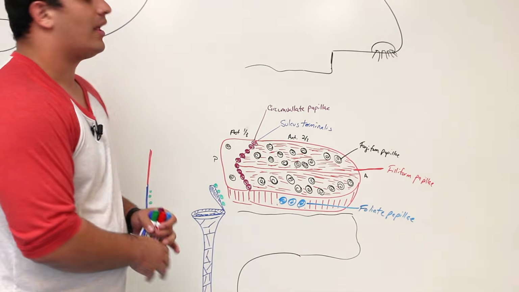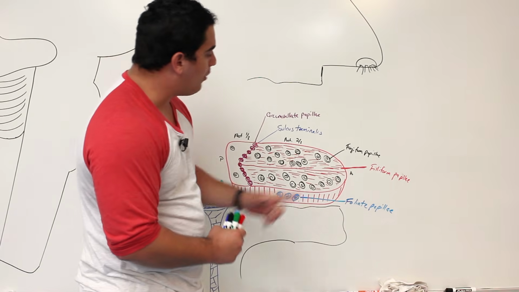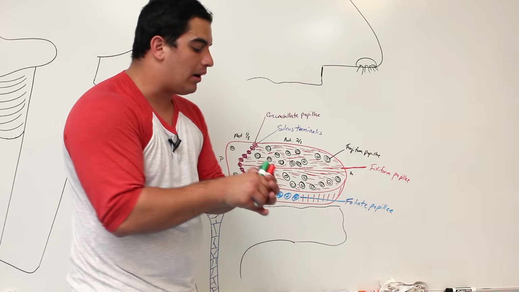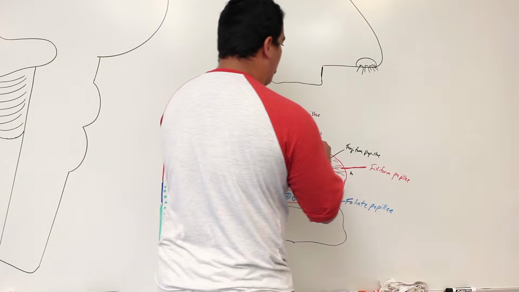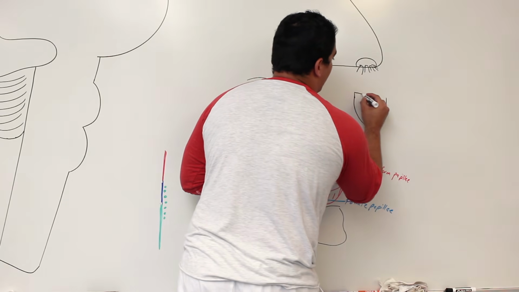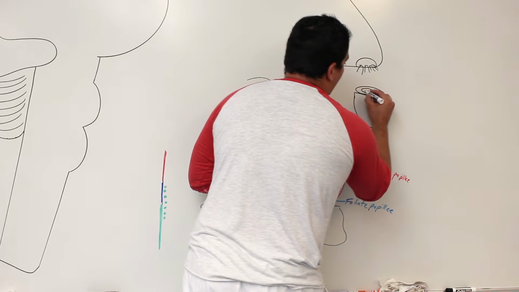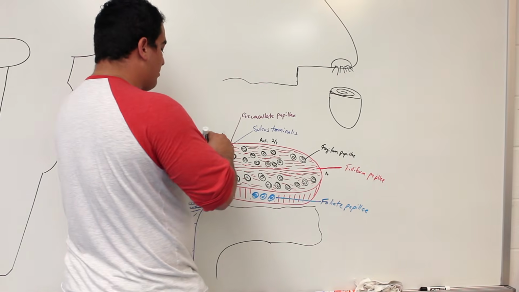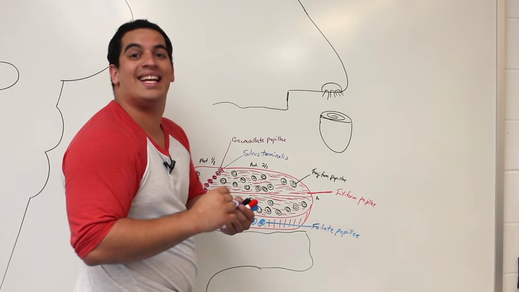Great. All right. Now what I want to do is zoom in on this taste bud. Because in a taste bud, for example, let's say I took this taste bud right here, and I look at it like this. Let's say here I had it like that, right? Let's say here's the taste bud. The taste bud consists of multiple taste cells.